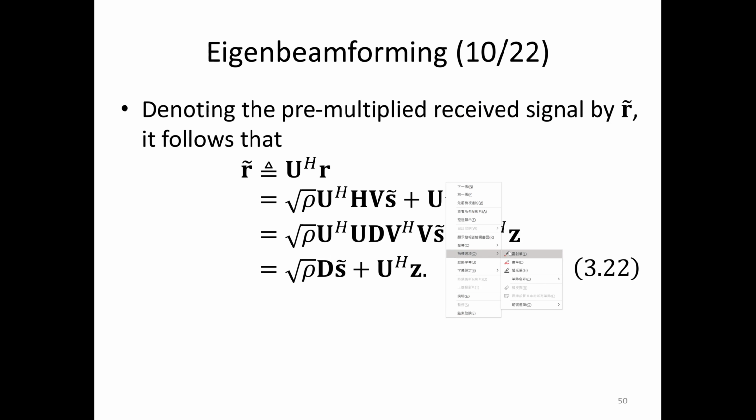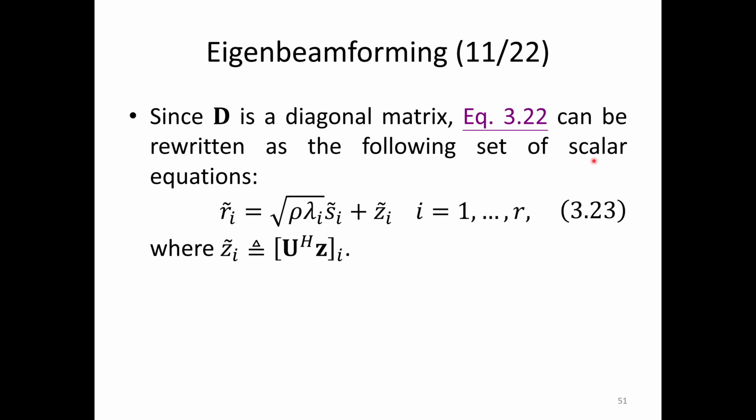In equation 3.22, R tilde, the pre-multiplied received signal, is equal to the square root of rho times D times S tilde plus U Hermitian times Z. So equation 3.22 can be rewritten as the following set of scalar equations. R tilde i is equal to the square root of rho times lambda i times S tilde i plus Z tilde i, where i is equal to 1 to R. So we have R of these kind of equations, where Z tilde i is defined as the ith element of the vector U Hermitian times Z.